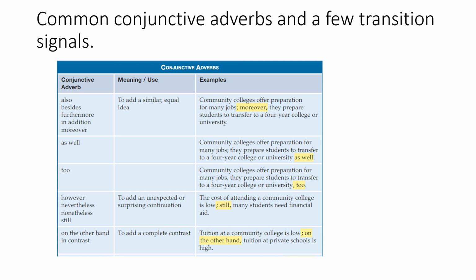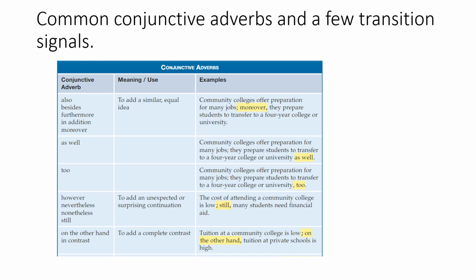As well, for example, community colleges offer preparation for many jobs. They prepare students to transfer to a four-year college or university as well. We use also to add a similar idea. Community colleges offer preparation for many jobs. They prepare students to transfer to a four-year college or university too. And here, be careful, when we add too at the end of the sentence, we put a comma before too.